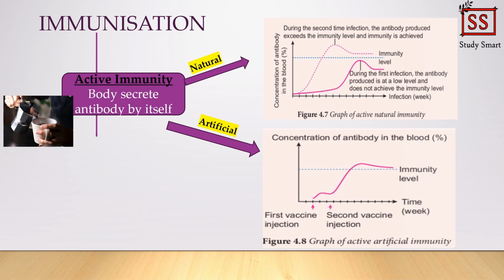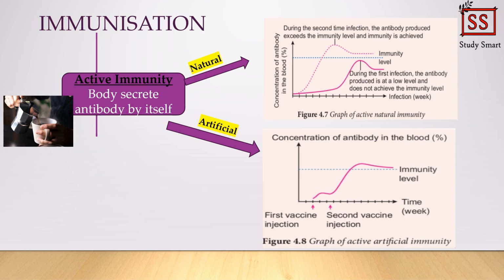So still remember what is the natural way of obtaining active immunity? Yes, when a person gets sick, the body of the person will secrete the antibody to fight against the disease. That is a natural way of obtaining active immunity. So how will the graph look?